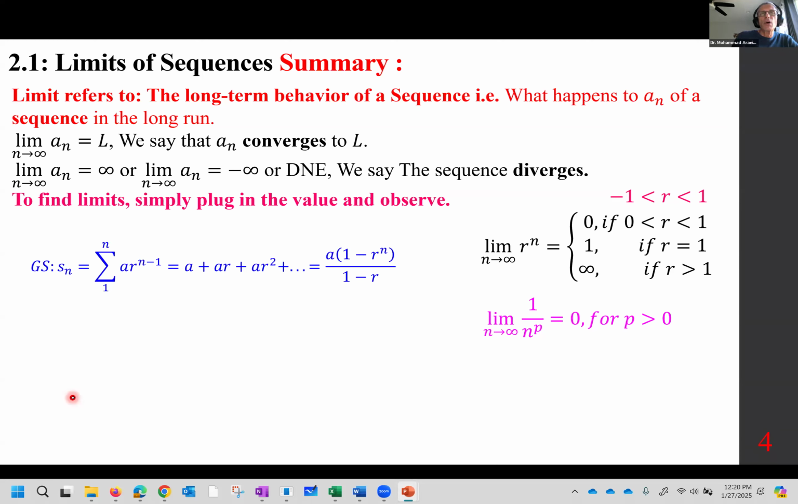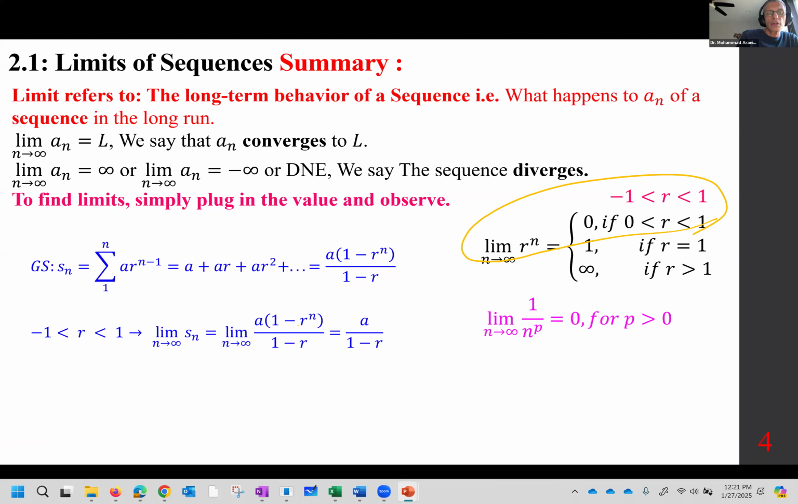Geometric sequence, when we add them up, we call it geometric series. So the summation of a times r to the power of n minus 1 from 1 to n is a plus a r all the way to a r to the power of n. It becomes a times 1 minus r to the power of n over 1 minus r. That's the series. That means the sum. And if r is between -1 and 1, what happens, everybody? According to this, it goes to 0. So you get a over 1 minus r.